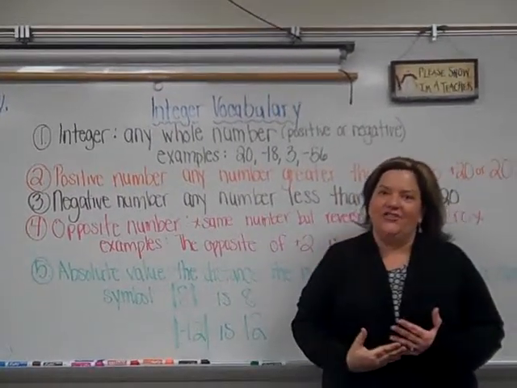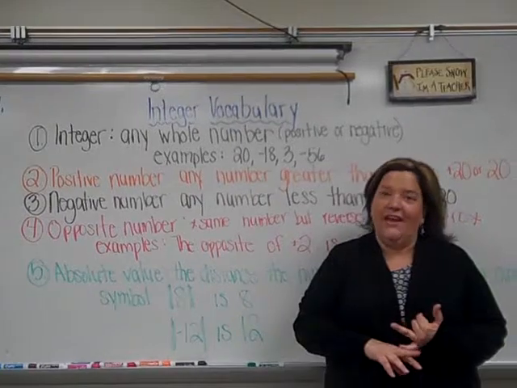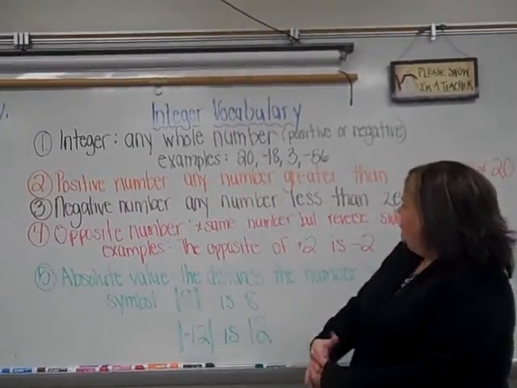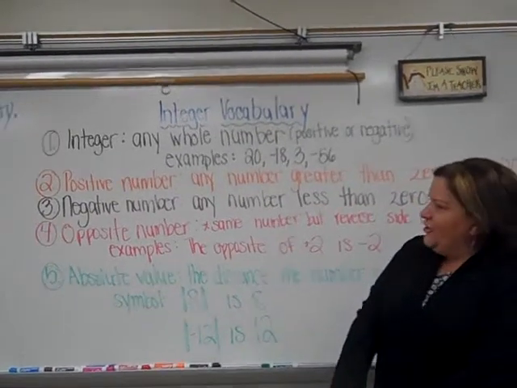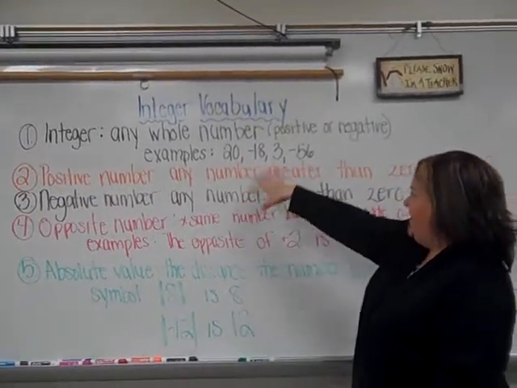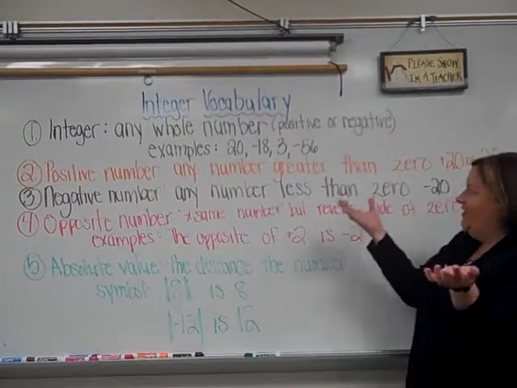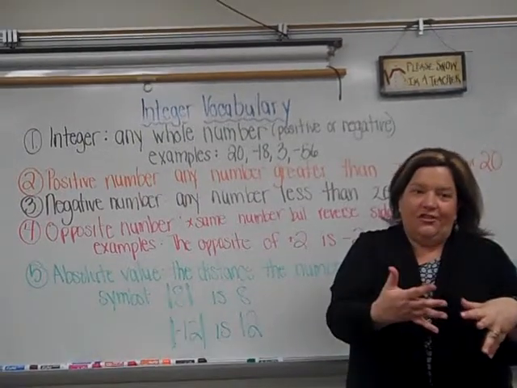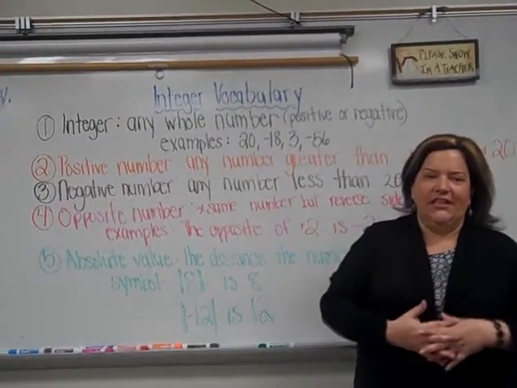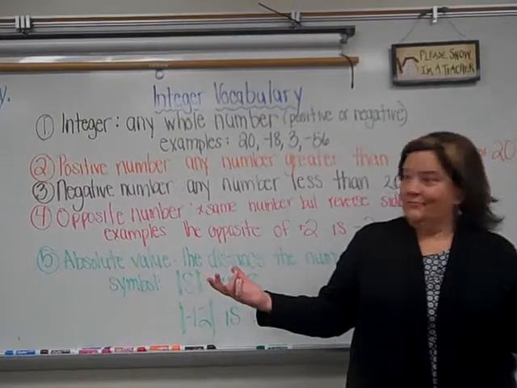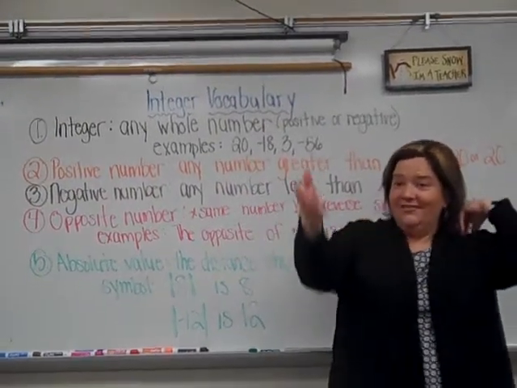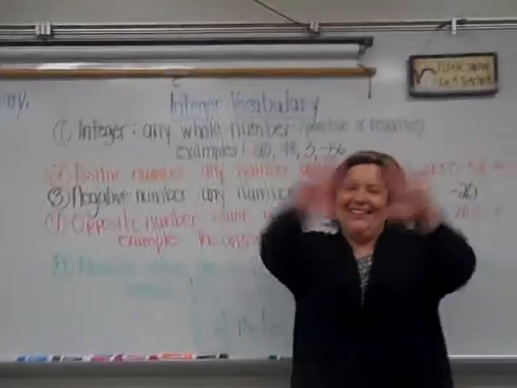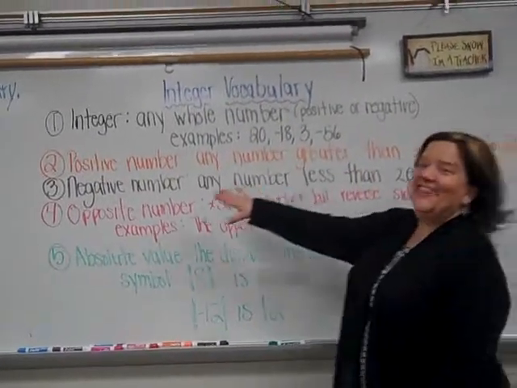Something that's not an integer is a fraction or a decimal. It has to be a whole number. So some examples of integers would be 20, negative 18, 3, negative 56. Please blurt out an integer. 26, negative 2, negative 3, negative 20, negative 49, negative 1. Good job.